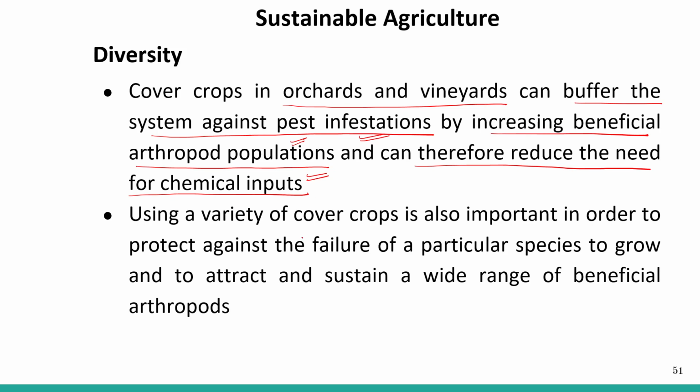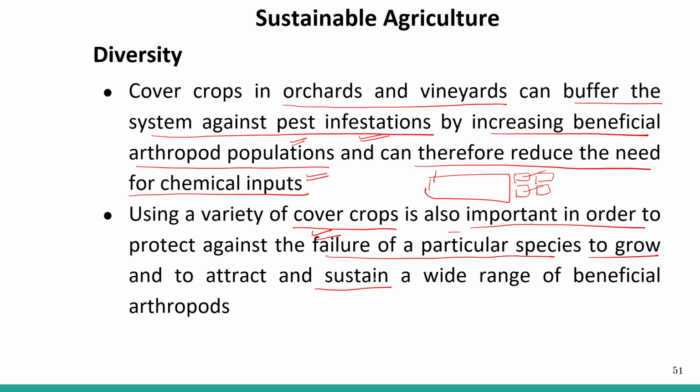So using a variety of cover crops is also important in order to protect against the failure of a particular species. One particular species is the main crop, right? But there are also other small crops we are growing. They are called cover crops. So using a variety of cover crops is important in order to protect against the failure of a particular species to grow, and to attract and sustain a wide range of beneficial arthropods, right?